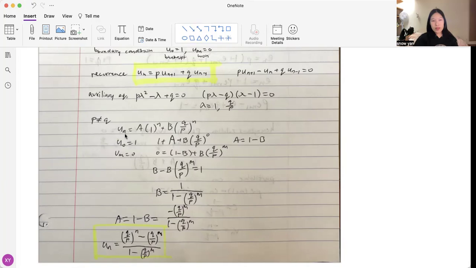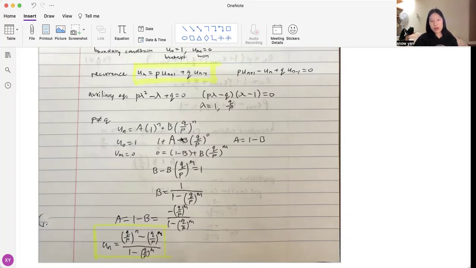So we start off with u_n equal to A times 1 to the nth power plus B times (q/p) to the nth power. This is just the typical recurrence formula. We plug our solutions in to the nth power times the coefficient, and we're trying to solve for A and B. We do this by substituting our boundary conditions: u_0 equals 1 and u_M equals 0. We get these two expressions.